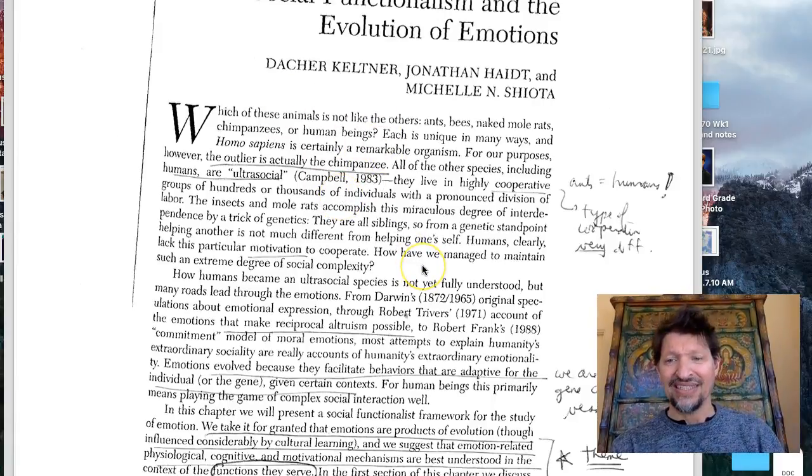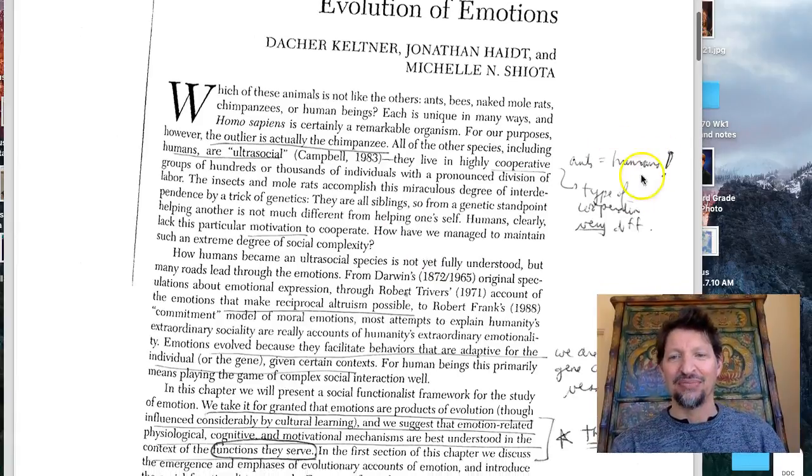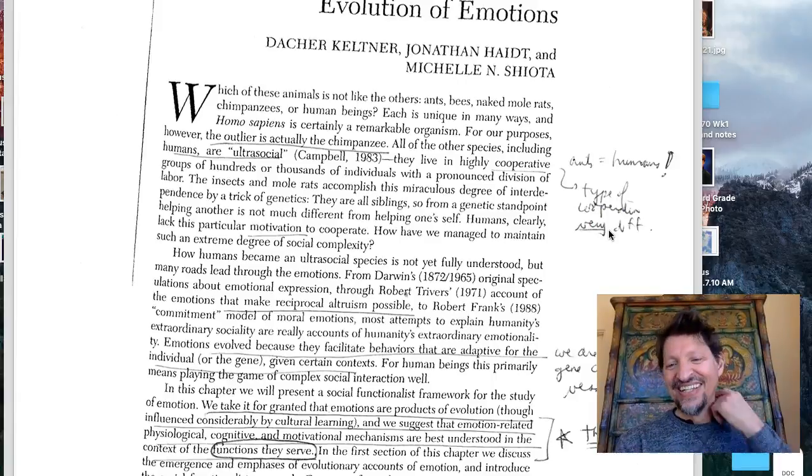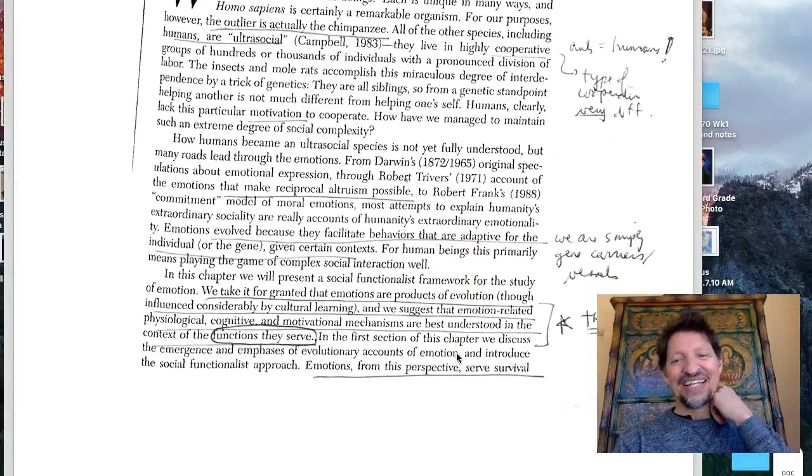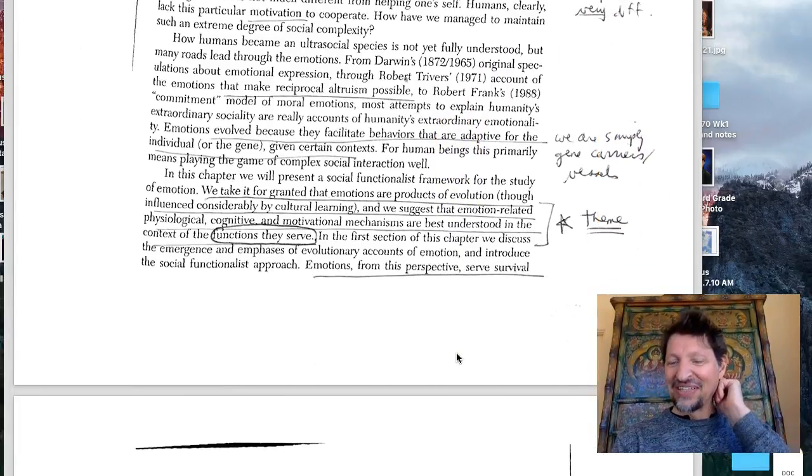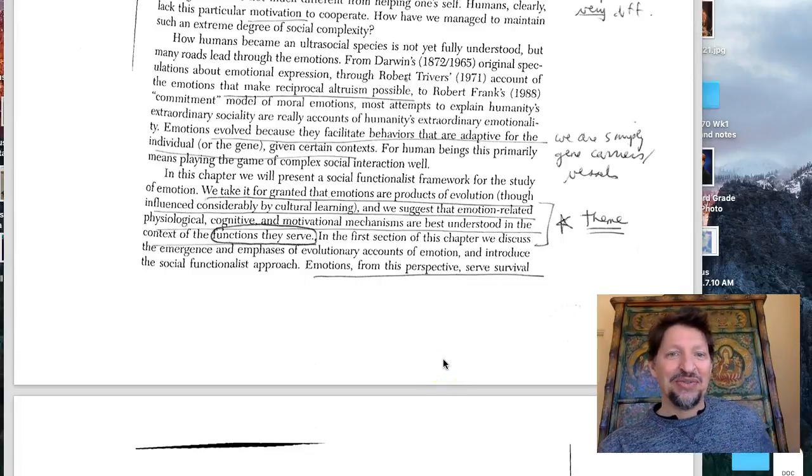And I'm like, ants equals humans? I'm like, up here, the type of cooperation is very different. And I have no patience for that kind of thing. This is different. This isn't what you expect.